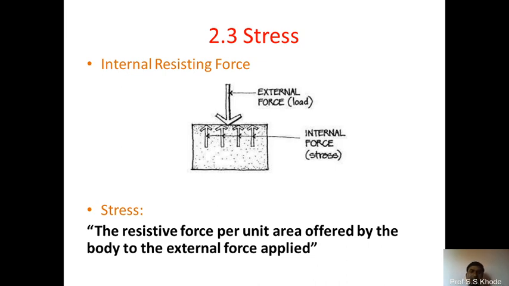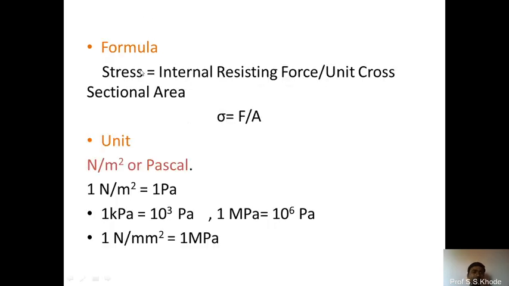Now after understanding the concept of stress, let's go through the formula, its denotation and its unit. What will be the formula for stress? It is simple: internal resisting force per unit cross-sectional area. It is generally denoted by the letter sigma. But this sigma may differ for different stresses. For shear stress we denote it by tau, and for bending stress by sigma with a suffix b. We will see that topic at the appropriate point.